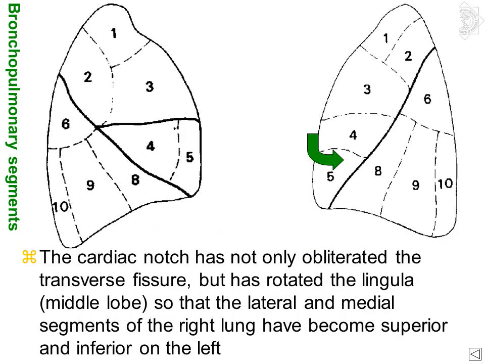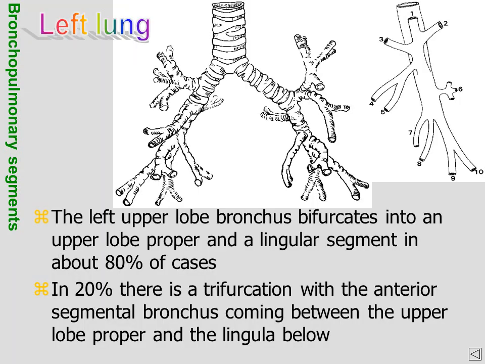The cardiac notch has not only obliterated the transverse fissure but has rotated the lingular middle lobe, so that the lateral and medial segments of the right lung have become superior and inferior on the left side. The left upper lobe bronchus bifurcates into an upper lobe proper and lingular segments in about 80%. In 20% there is a bifurcation with the anterior segment bronchus coming between the upper lobe proper and the lingular below.